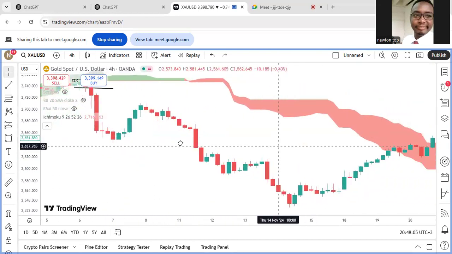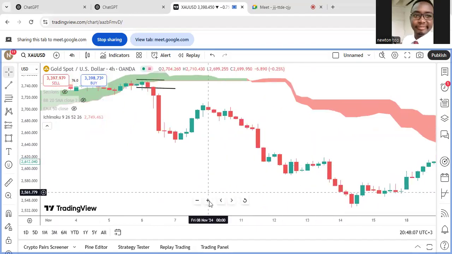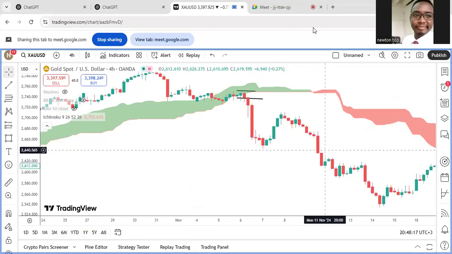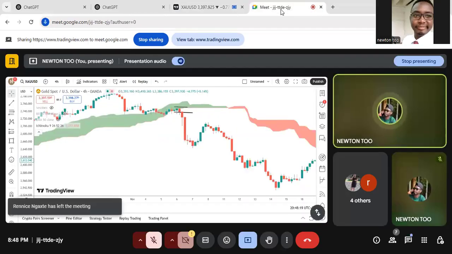So long as the market is below the cloud, don't look for buys. If the candlesticks are below the cloud, don't focus on buys. Focus only on selling. Maybe you can use any other strategy that you know and focus with it.